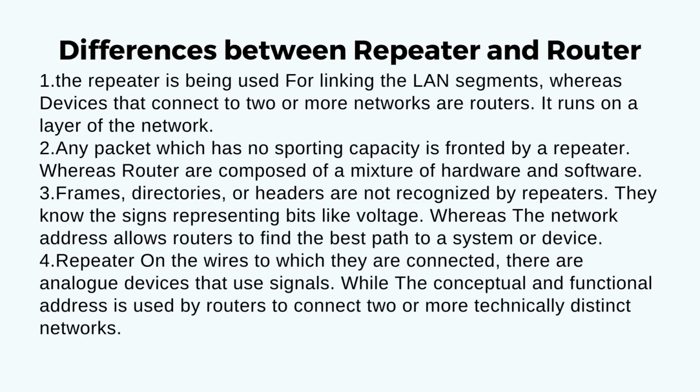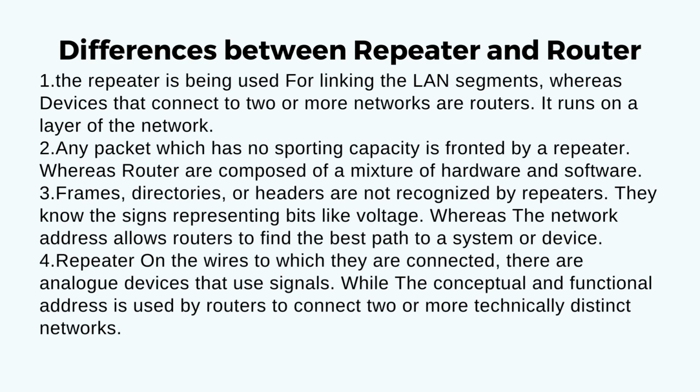Differences between repeater and router. Number 1. The repeater is used for linking LAN segments, whereas devices that connect two or more networks are routers. It runs on the network layer. Number 2. Any packet is forwarded by a repeater without any supporting capacity, whereas routers are composed of a mixture of hardware and software.